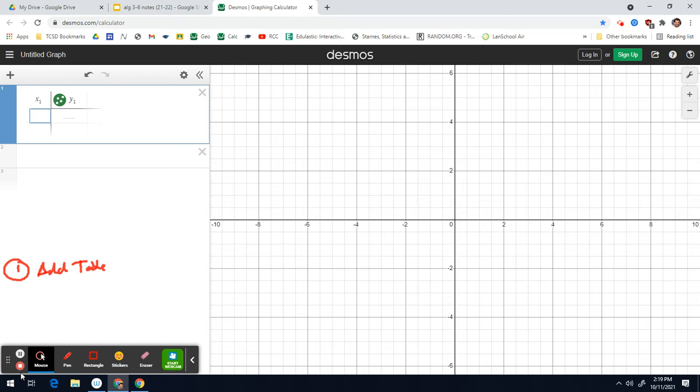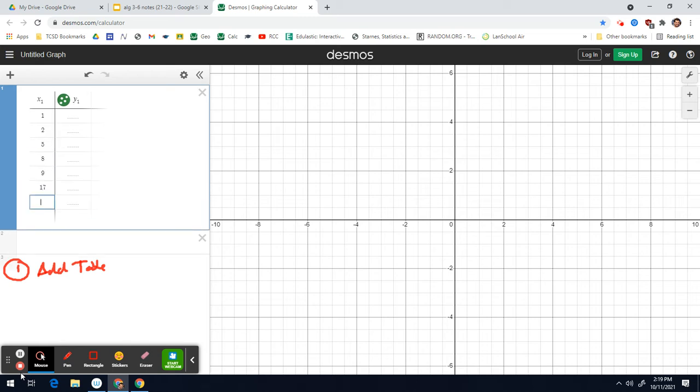I'll enter the X column first. That's the top row of our table: 1, 2, 5, 8, 9, 17. And then I'll enter the second column, which are the Y values: 30, 55, 75, 120, 145, and 250. Now you can notice that these numbers get kind of big.